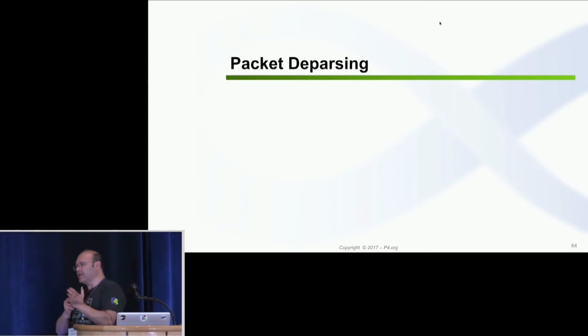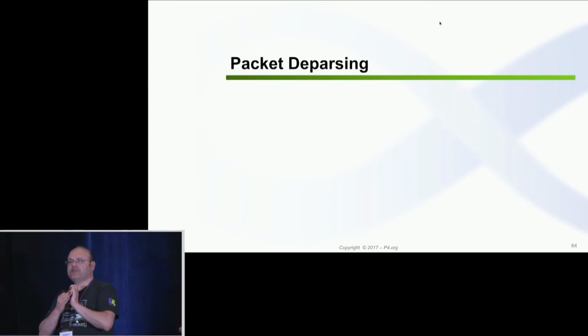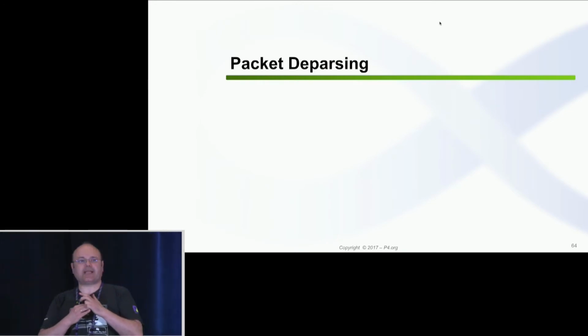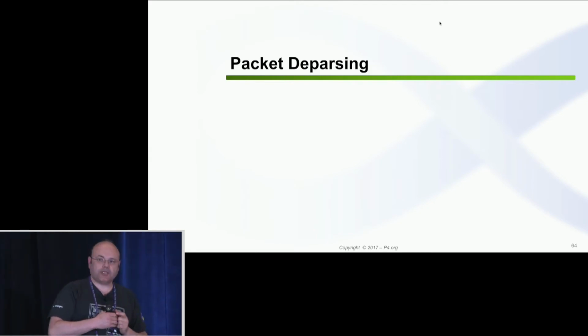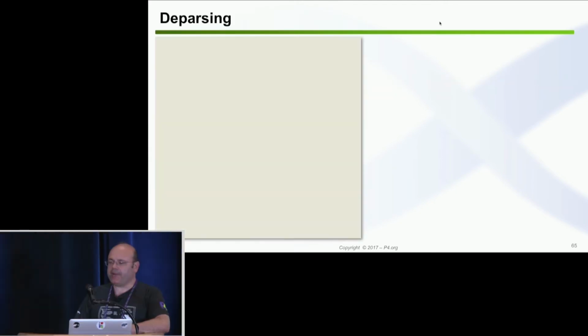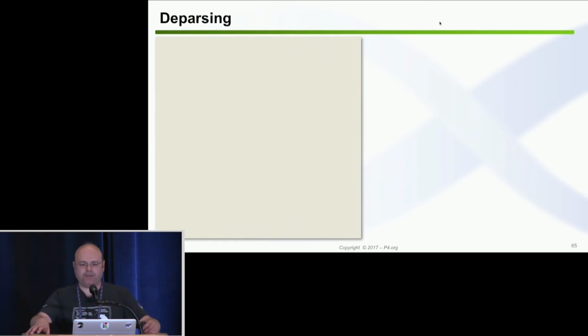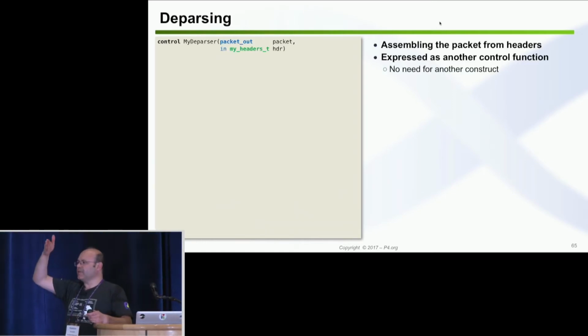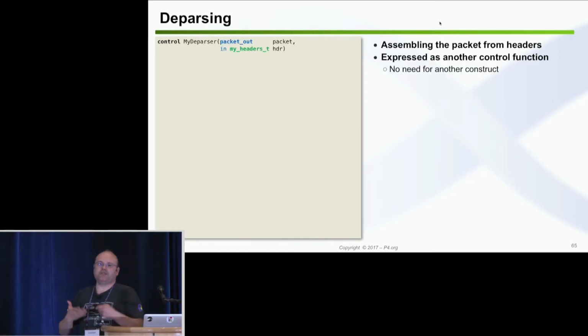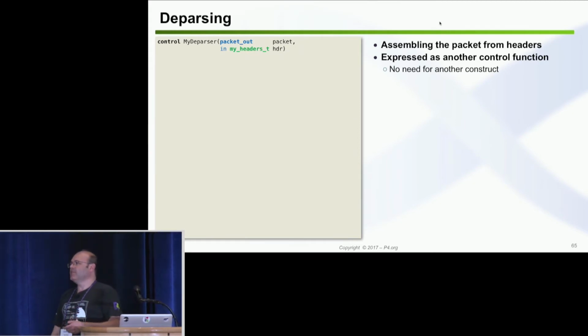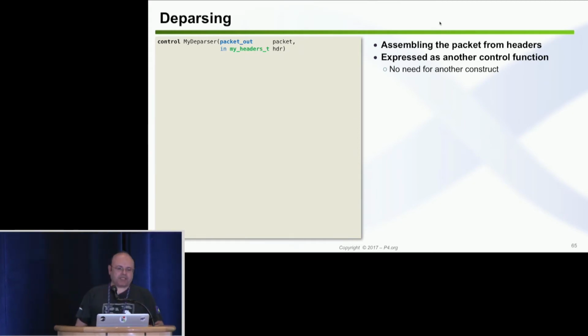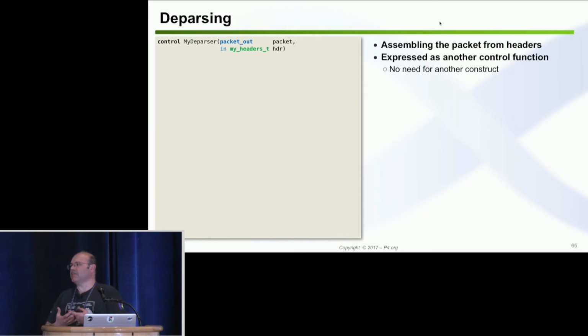Now, we learned how to parse the packet. We learned how to write our code that processes the packets. And now, I want to talk about deparsing. Packet deparsing is actually a very simple procedure. All you need to do is output your headers in the right order. Because it is just a straightforward linear procedure, you can use the regular control to do that. The only difference is that the arguments for this control are different.